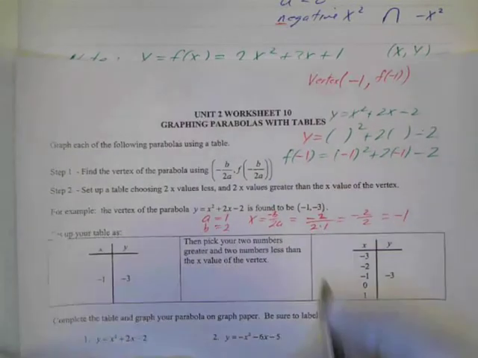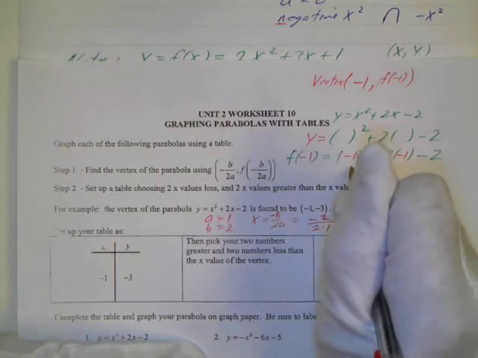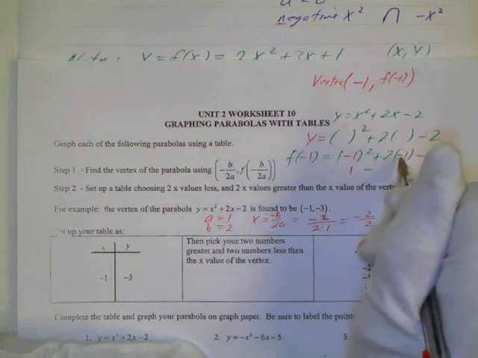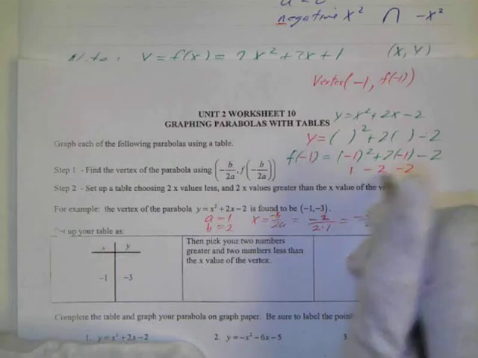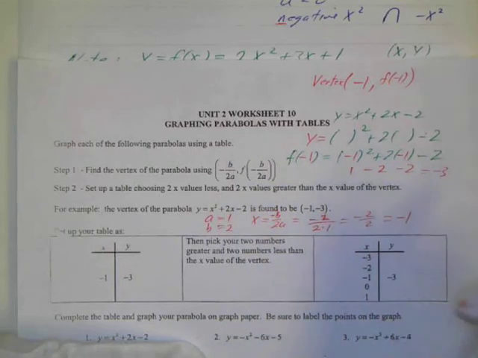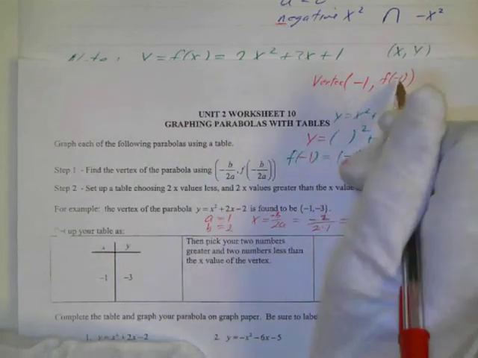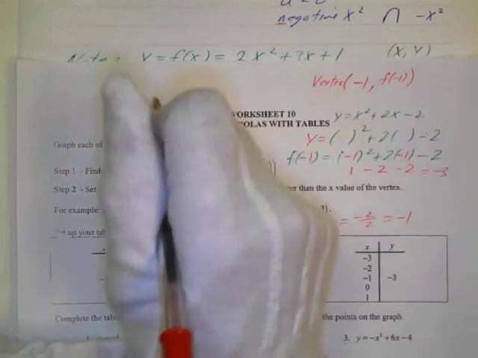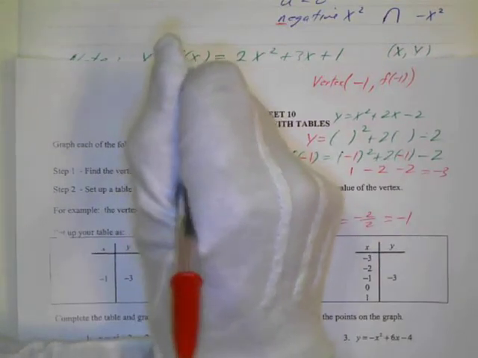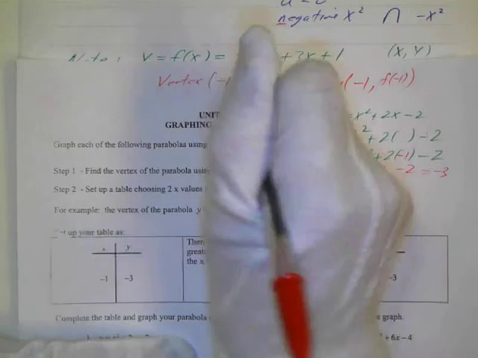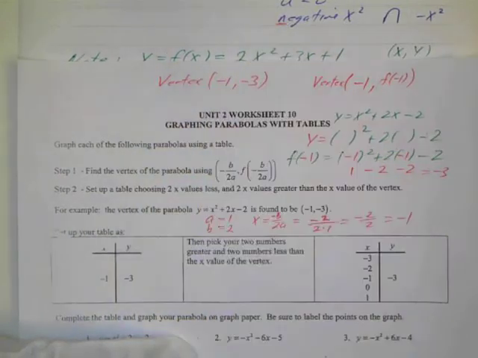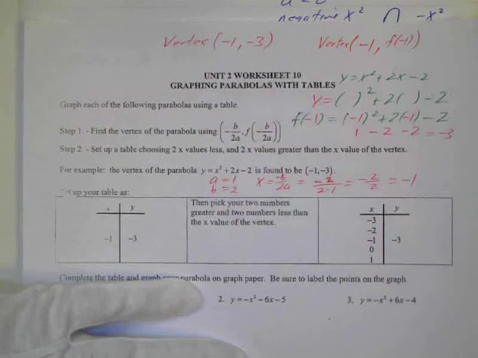All right? And then this is going to be negative 1 squared is 1, minus 2 times negative 1 is negative 2, and negative 2 and 1 and negative 4 makes negative 3. So that's going to be the y-coordinate. So my vertex will actually be at negative 1, f of negative 1, which was negative 3. So that's where my vertex will be. So that's how you find the vertex. Okay? Hope that makes sense.